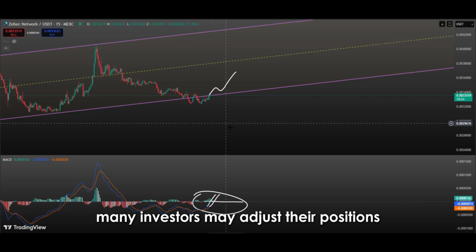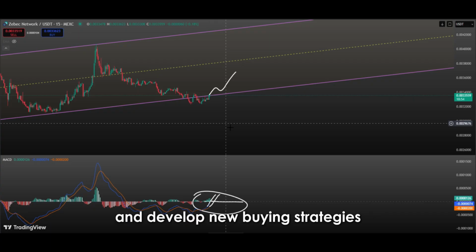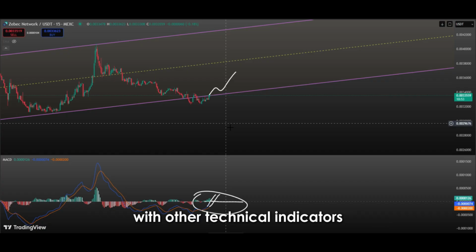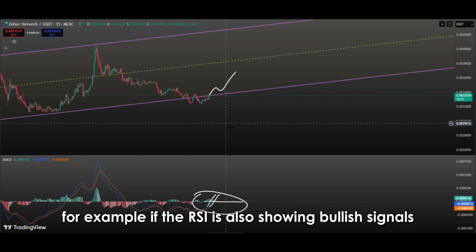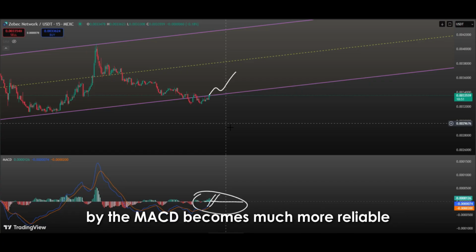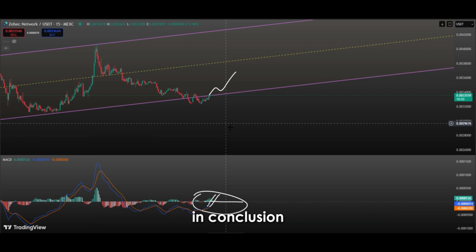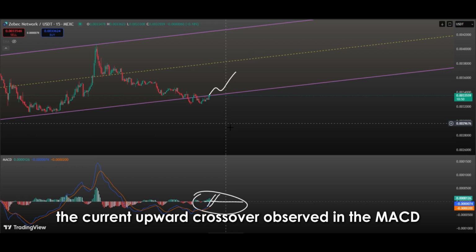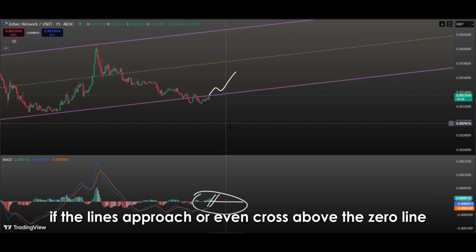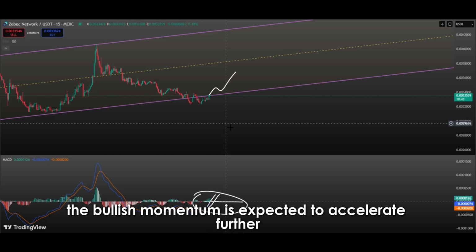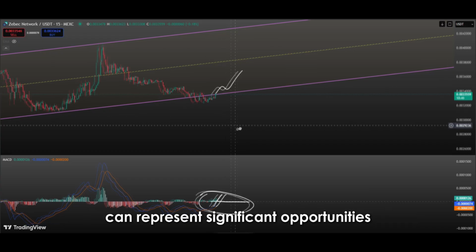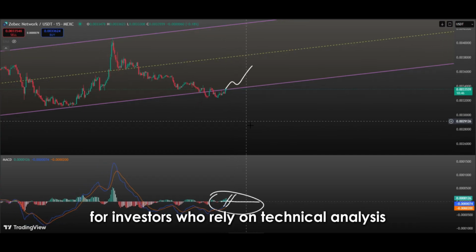With this crossover, many investors may adjust their positions and develop new buying strategies. At the same time, if this development aligns with other technical indicators, for example, if the RSI is also showing bullish signals or the price has broken a key resistance level, then the signal provided by the MACD becomes much more reliable. In conclusion, the current upward crossover observed in the MACD indicator stands out as a particularly critical development. If the lines approach or even cross above the zero line, the bullish momentum is expected to accelerate further and become more intense. These kinds of situations can represent significant opportunities for investors who rely on technical analysis.